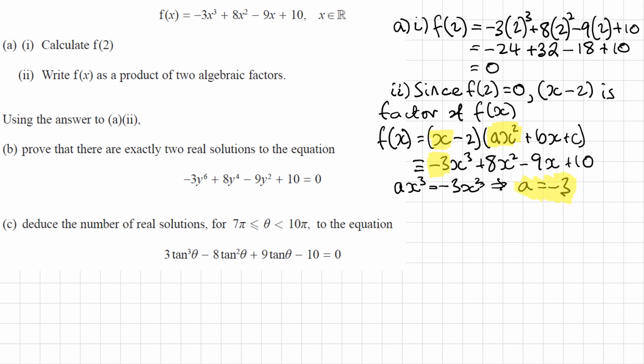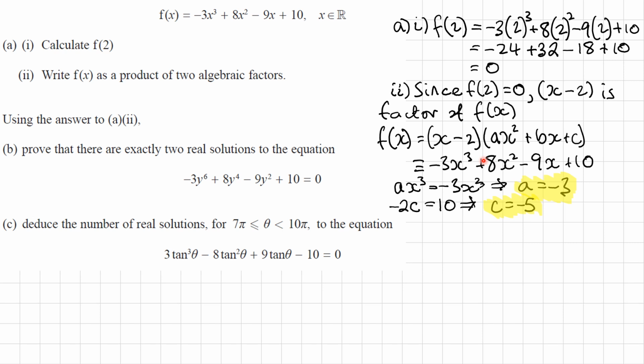And then look at the last term from f of x, which is this plus 10. And that's going to come from multiplying the negative 2 and c. So that will give me minus 2 times by c. So minus 2c is going to equal to this plus 10. Well, that leads to c equaling to negative 5. So I will highlight that because I'll need that as well.